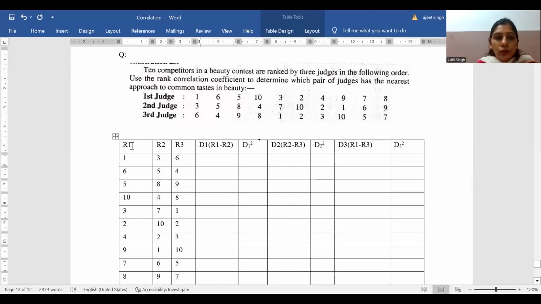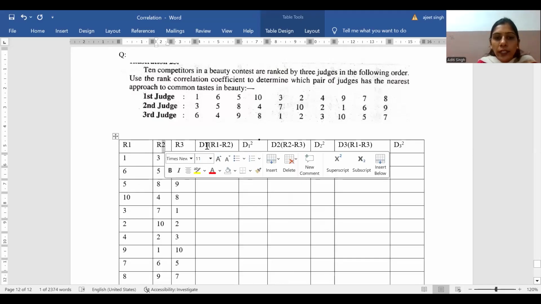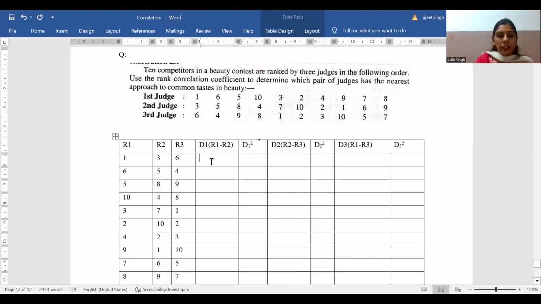So first, we have to take R1 minus R2. Let's calculate D1. It's minus 2. 6 minus 5 is 1. 5 minus 8 is minus 3. 10 minus 4 is 6. 3 minus 7 is minus 4. 2 minus 10 is minus 8. 4 minus 2 is 2. 9 minus 1 is 8. 7 minus 6 is 1. 8 minus 9 is minus 1.